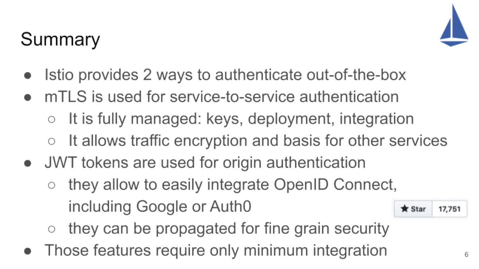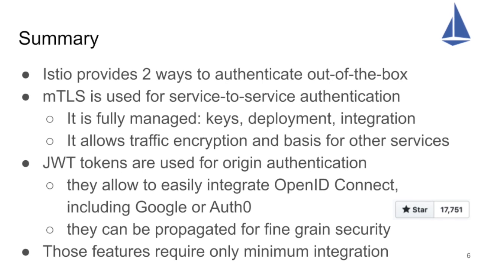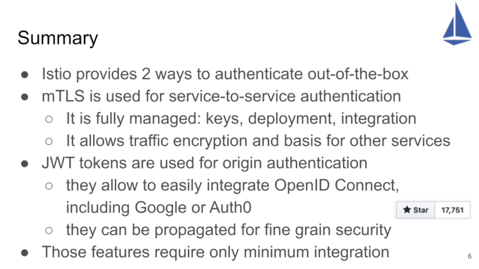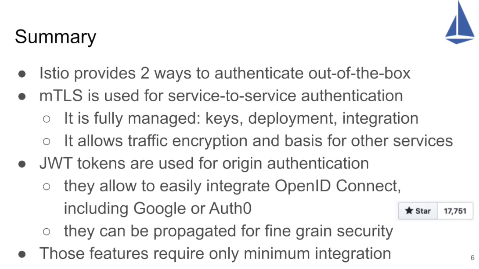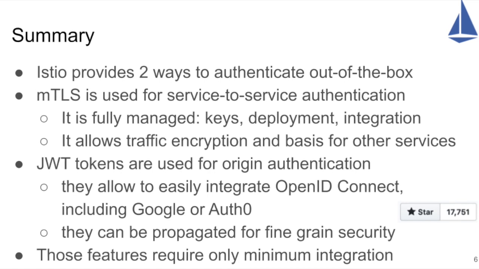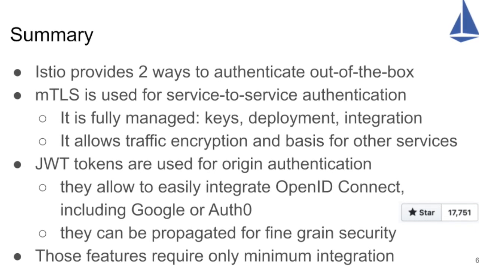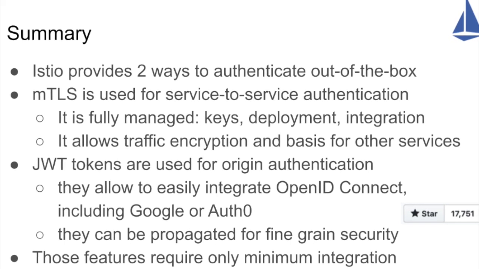Istio provides two ways to authenticate your services and clients. Mutual TLS is used for service-to-service authentication. It fully manages keys and deployment, and provides third-party integration for services like Vault Certificate Authority. It allows full traffic encryption. It is also the basis for other services like policies and works with authorizations.